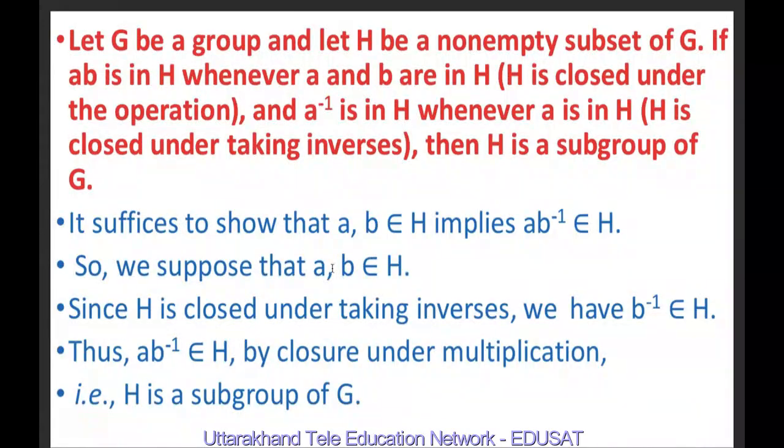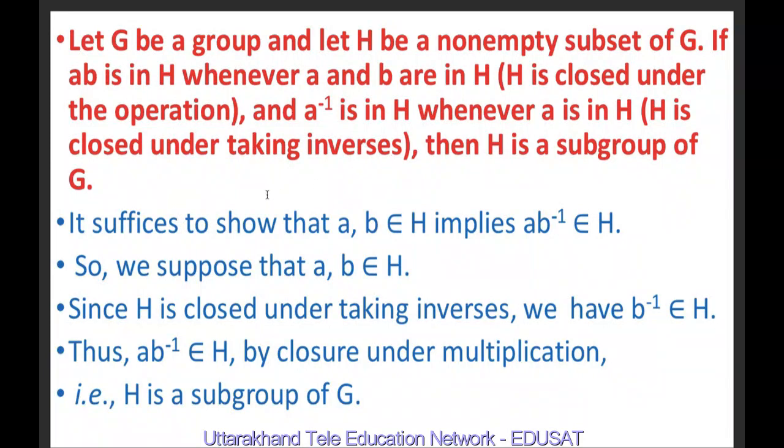Let G be a group and H be a non-empty subset of G. If ab is in H whenever a and b are in H, and a inverse is in H whenever a is in H, then H is a subgroup of G. If ab is in H whenever a and b are in H, we call this H is closed under the operation of a group. If a inverse is in H, we call this H is closed under taking inverses.